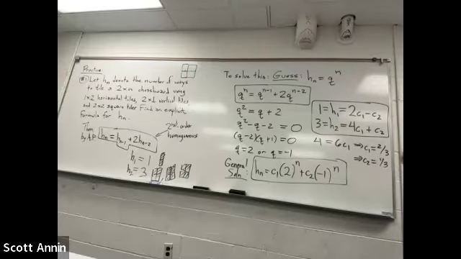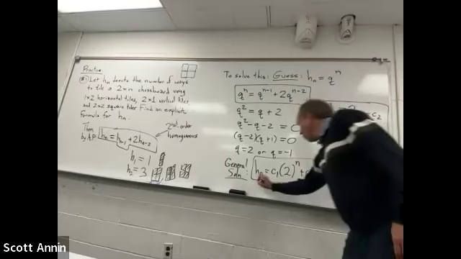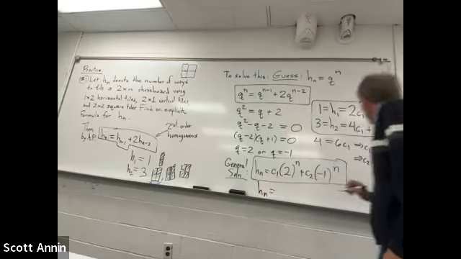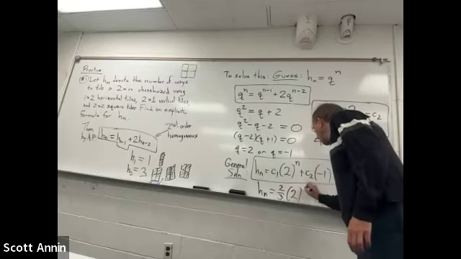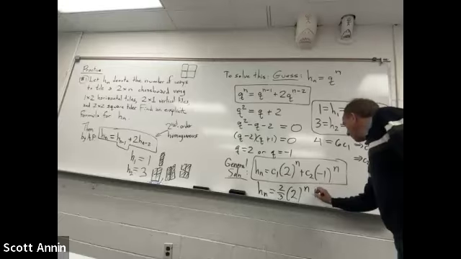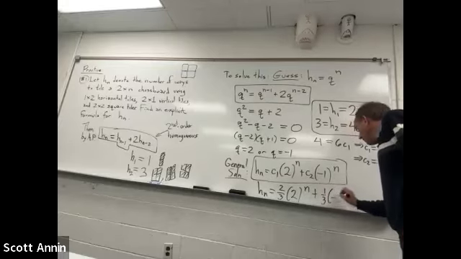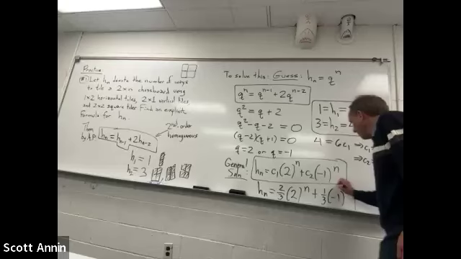Right? Yeah, I think that looks good. Yeah. So C2 is 1/3. And so my final answer would be 2/3 times the quantity 2 to the n plus 1/3 times the quantity -1 to the n.